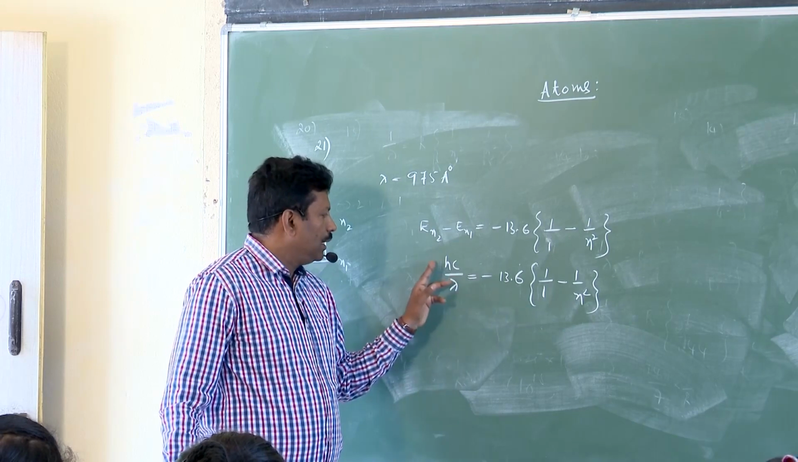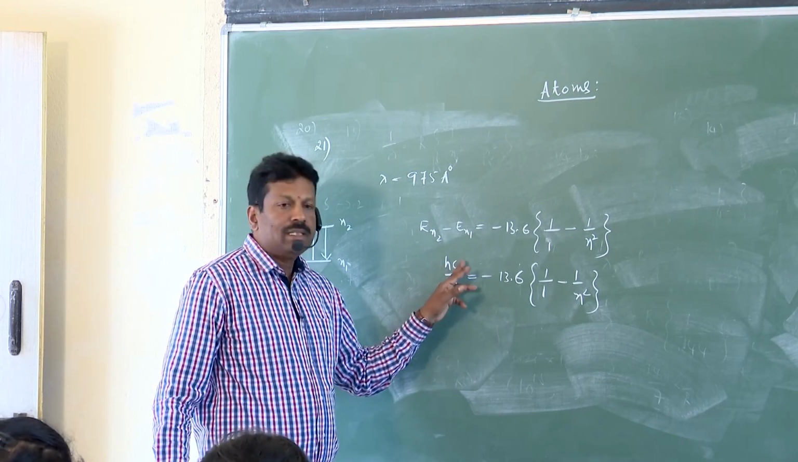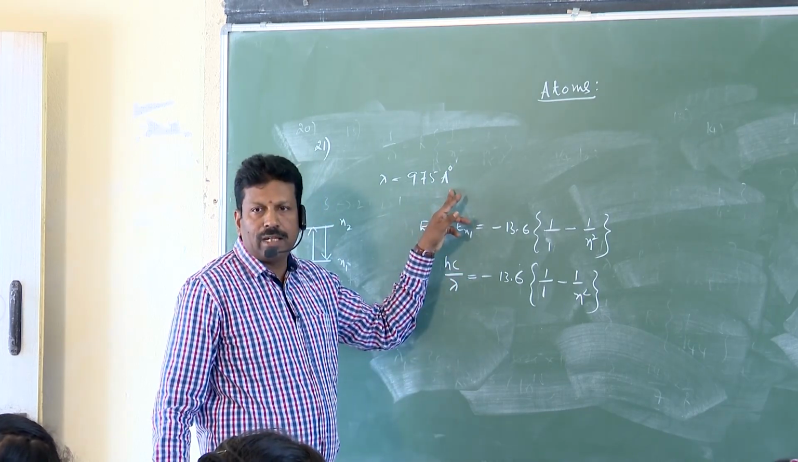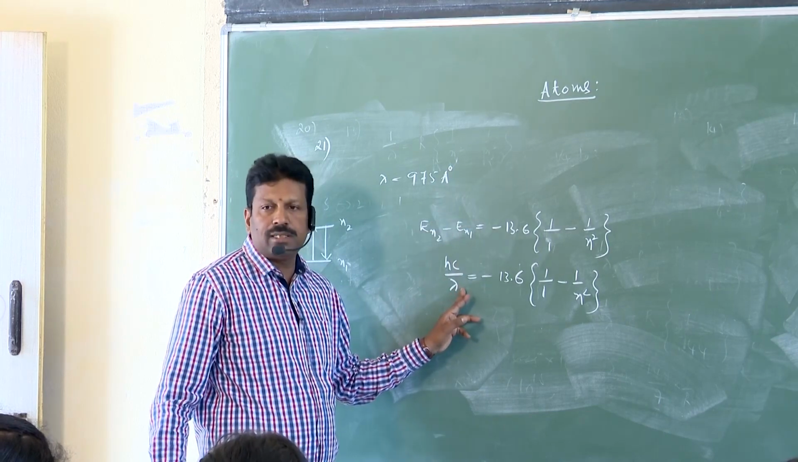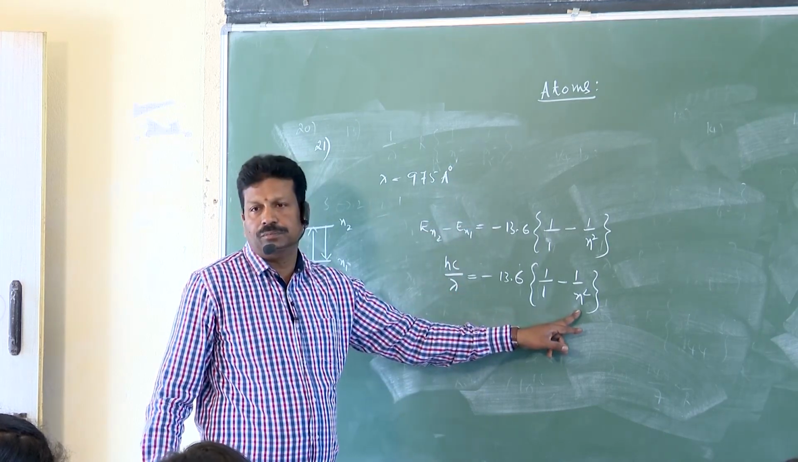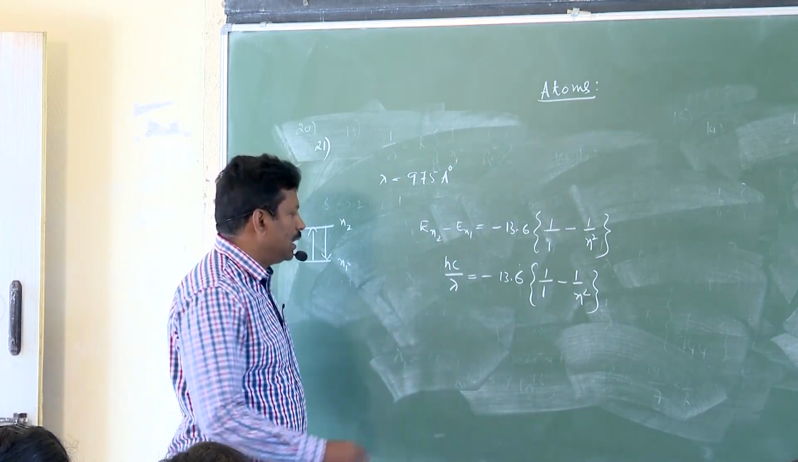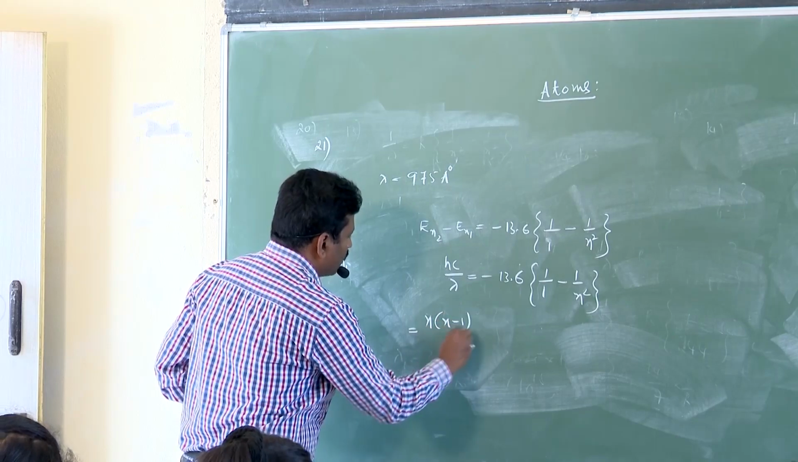Now the H value you know, H is 6.625 into 10 to the power minus 34, C is 3 into 10 to the power 8, and lambda they have given as 975 angstrom units. So convert that into meters, 10 to the power minus 10 meters. Find out the value of n. And the number of spectral lines, if you get the n, is given by n into n minus 1 by 2.